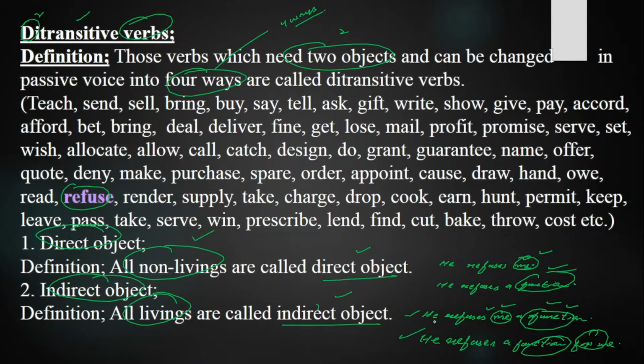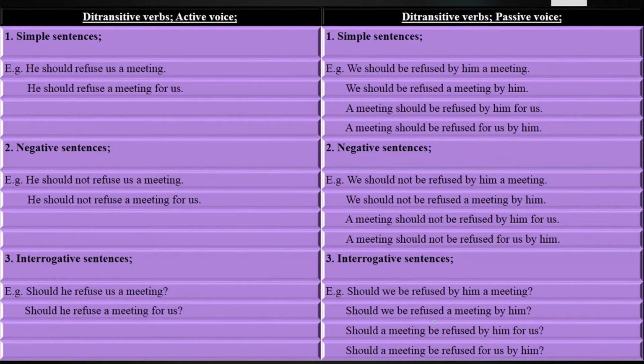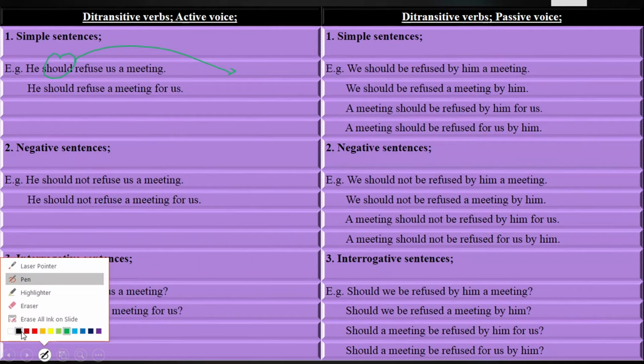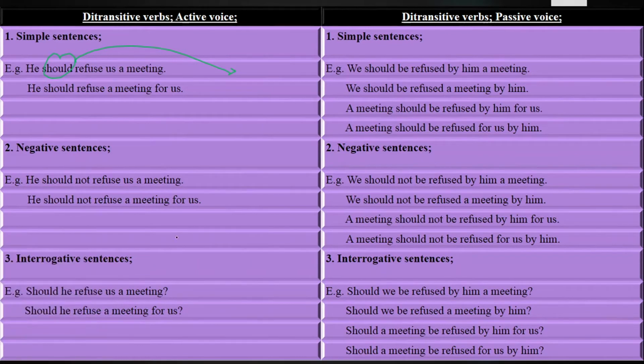So these are the two ways in active voice. But our main target is how we are going to change it into passive voice, and we will change it with the modal auxiliary verb should, and we will discuss it over here. And purple and green are not matching, so we will try to change the color of our pen, and that is what we will write about.